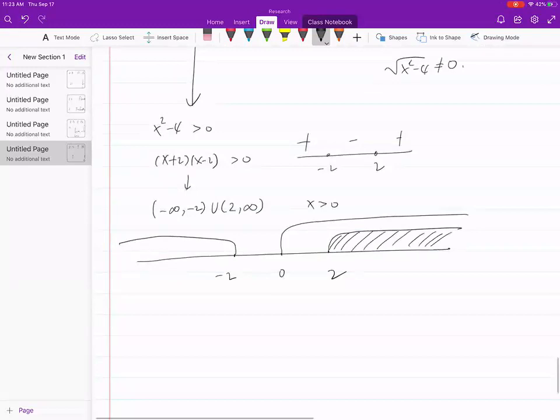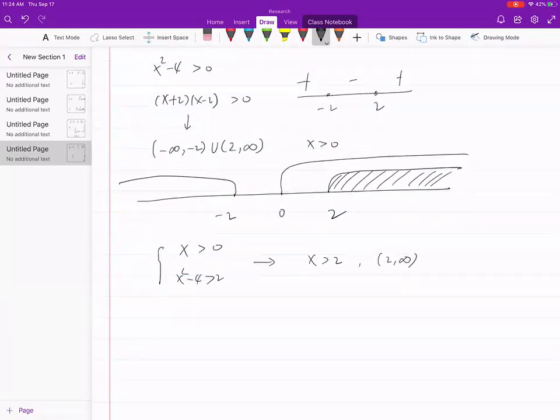So finally, together they give you x bigger than 2, or you can say 2 to infinity, whichever way. And f(x) is continuous on 2 to infinity. The reason is because this is also the domain.